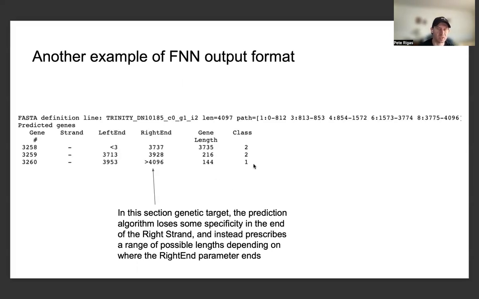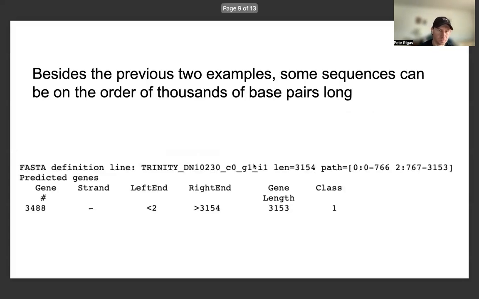So there can be some examples depending upon the types of motifs and certain specifics of each type of sequence, and whether there's a conserved region or other features or characteristics of the genetic sequences that the algorithm can form different types of predictions from. But besides the previous two examples, some sequences can also be on the order of thousands of base pairs long. We can see that in this case, for another target that's read from the FASTA file input, for gene number 3488, the predicted gene length can be almost 3,200 base pairs long.